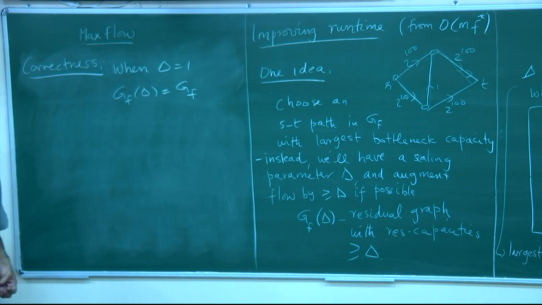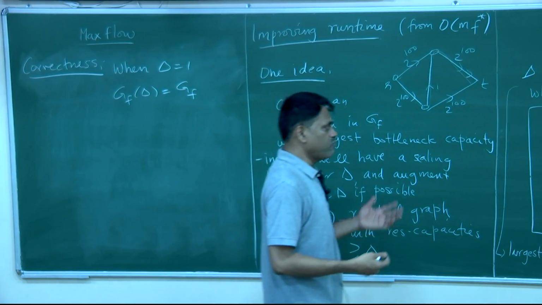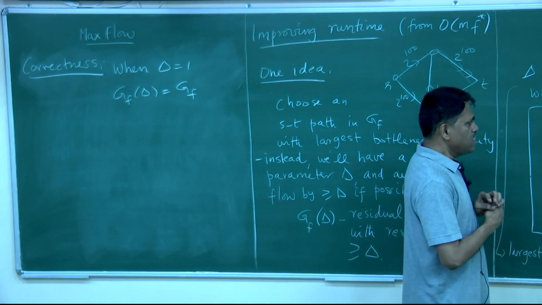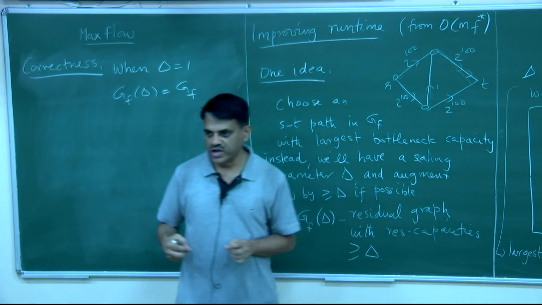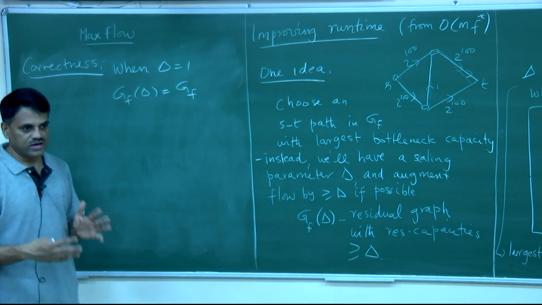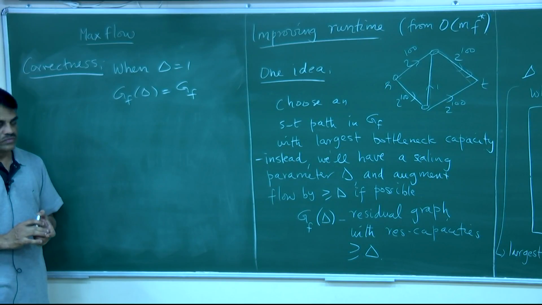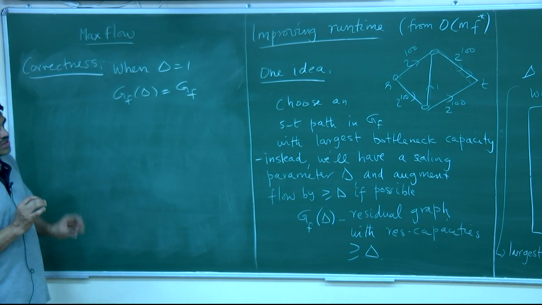So when you get out of the algorithm, you have a flow such that there is no s-t path in the residual network, the standard residual network. And we know that when that happens, we have reached max flow. Okay, so correctness is fine.